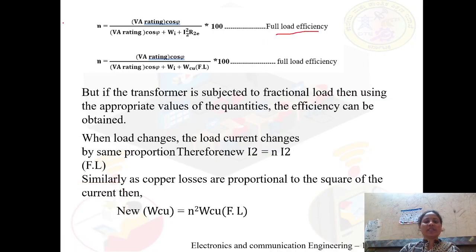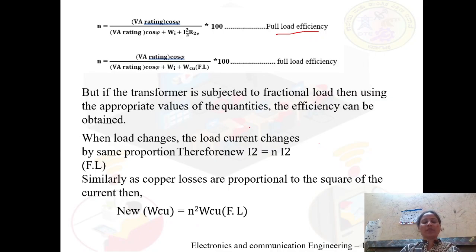Now, next let us see what the expression for efficiency will be for the fractional load. Sometimes the load which we connect to the secondary will not be a full load, but a fractional load. So, we can see how the current will depend on the fractional load which we connect at the secondary.